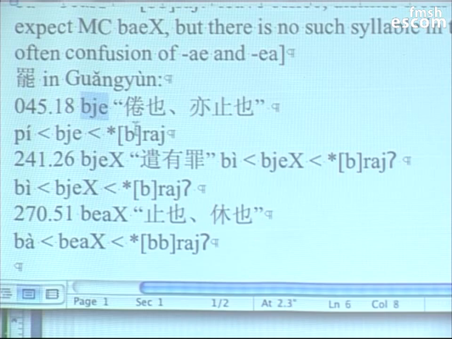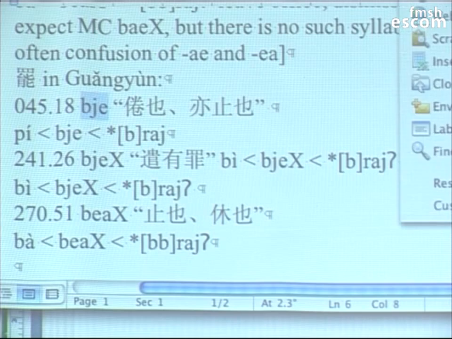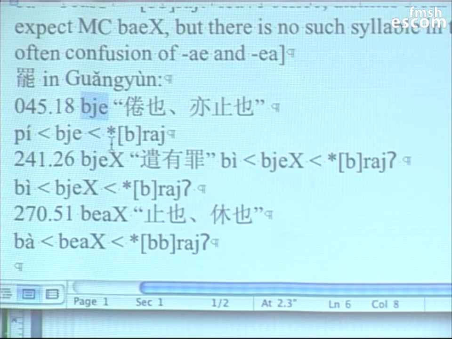And this character appears in three places in the Guangyun. That's the big Song Dynasty revision of the Qieyun. I've given you here the Middle Chinese. So as BJE, it says Juan Ye, Yi Zhi Ye. So Juan means tired. So it, written other ways, can also mean tired, and this word can be used for that word as well. And that's also got AJ, it's Ge Bu. So this is the way we would reconstruct that.